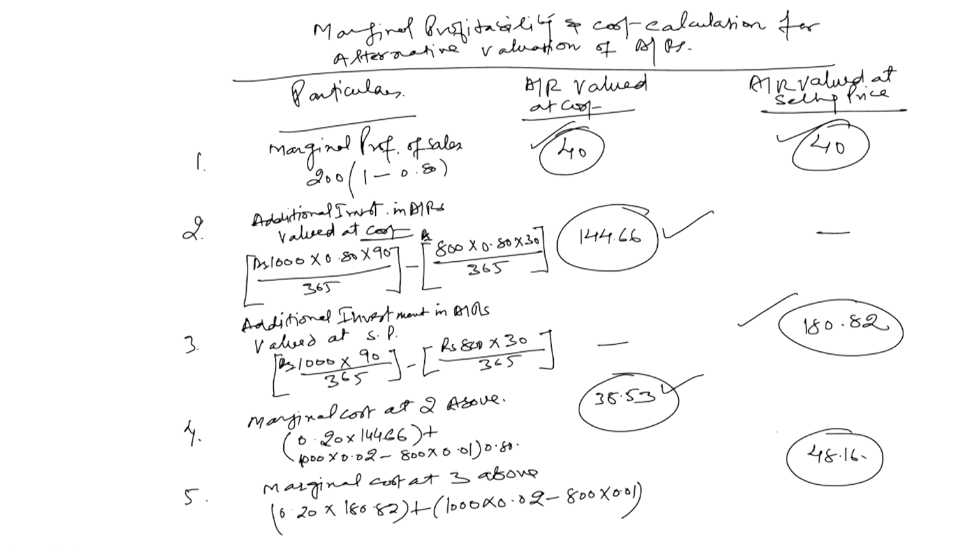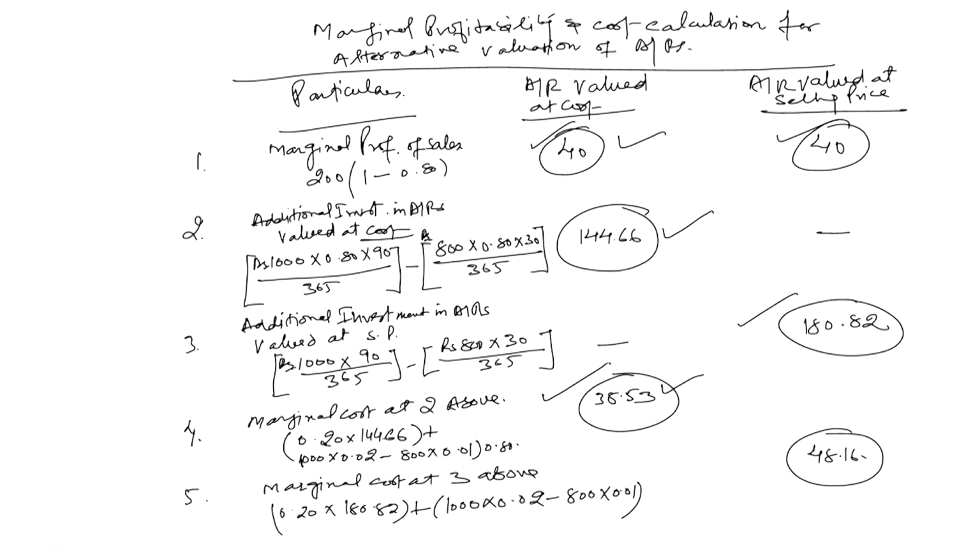Now you have to make a comparison of this and this, here also this and this, right. So see, if we are valuing the receivables at cost, so the decision of relaxing the credit policy and increasing the sales by 200 further crores or additional crores is positive, because here the marginal profitability is more than the marginal cost.